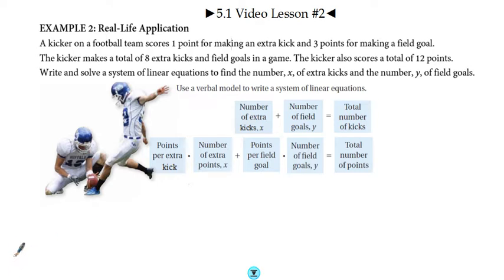Okay, so welcome to 5.1 video lesson number 2. We will be looking at example number 2, a real-life application. This will be the first example where we have to write our own equations, or our own system of two equations. It will be tricky if you're not sure how to put everything together as an equation.